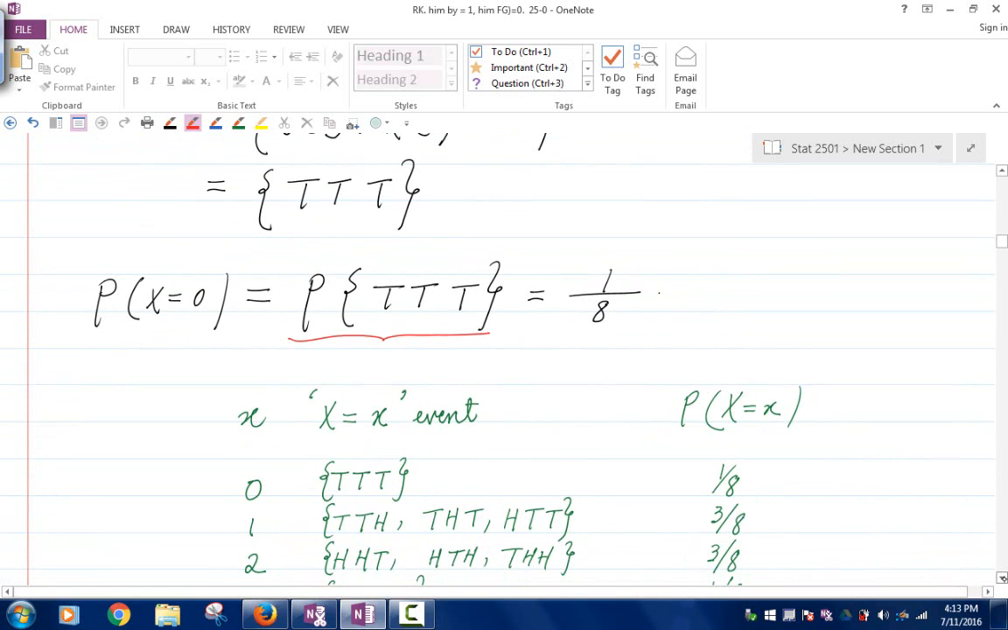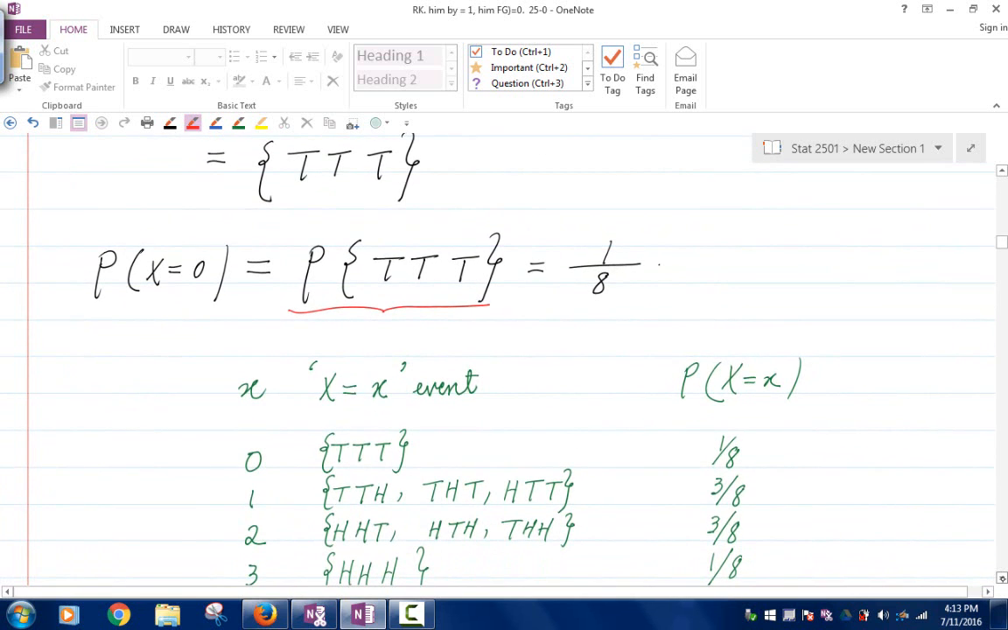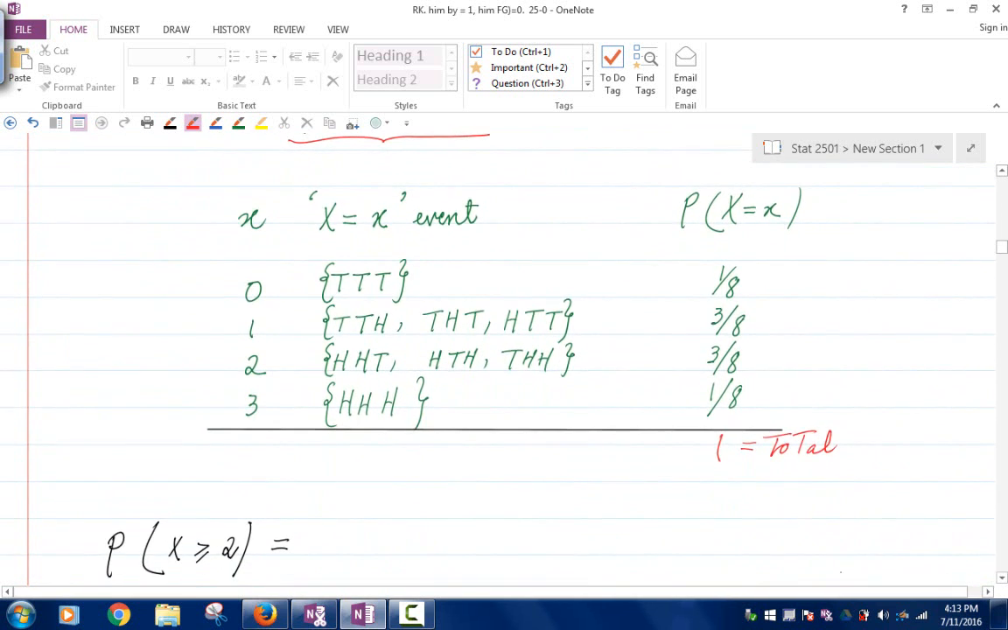So here in the following table, I have each value of X and the corresponding events for those values of X, and in the third column I have the corresponding probabilities. So when X is 0, the corresponding event is TTT, and the probability that X is 0 is 1/8.